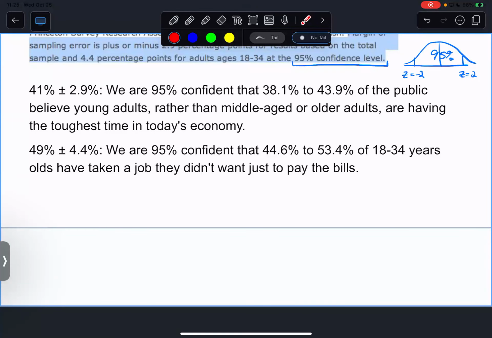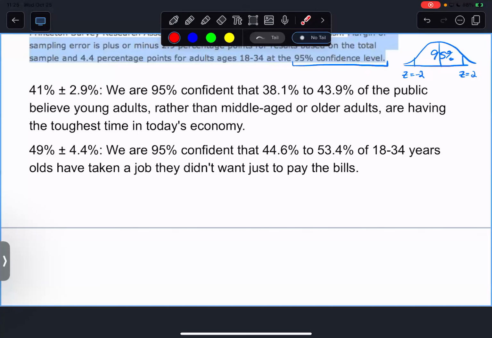And with the 95% confidence level, even though we haven't really talked about it yet, we can say we're 95% confident that 41 minus 2.9, 38.1, to 41 plus 2.9, 43.9, of the public believe young adults rather than middle-aged or older adults are having the toughest time in today's economy. That's just rewording what they said as an estimate with bounds on it.